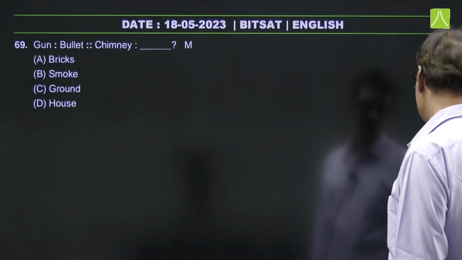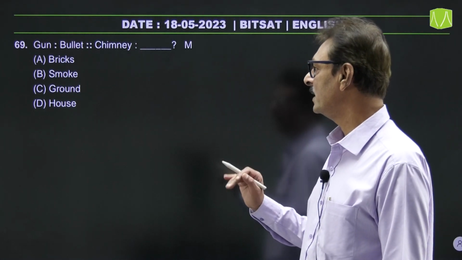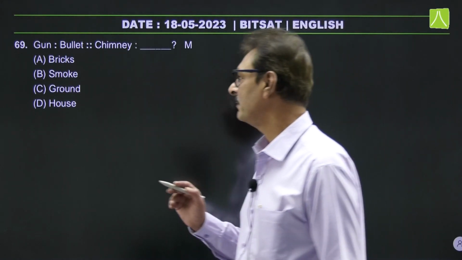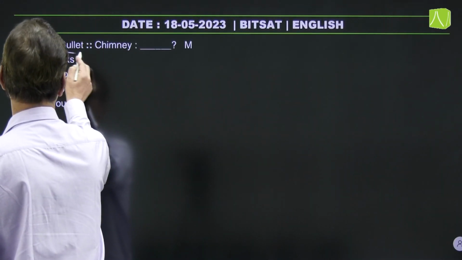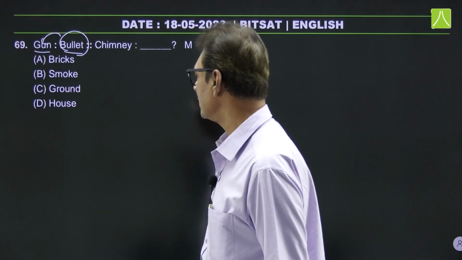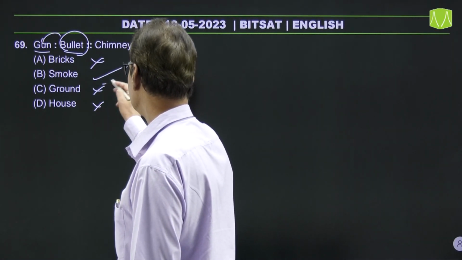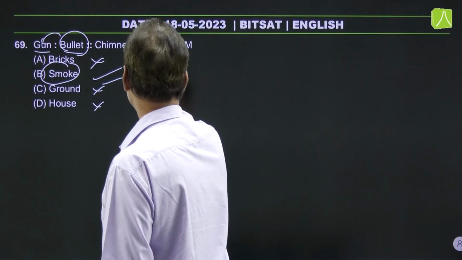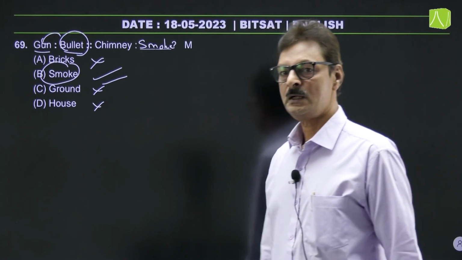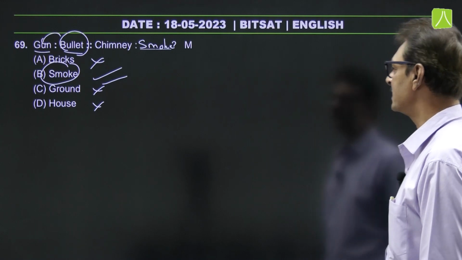Moving on to the next two questions, based on analogies. Gun is to bullet. Similarly, chimney is related to what? You have to identify the relationship between gun and bullet. The bullet comes out from the gun. So, what comes out from the chimney? Is it bricks? No. Is it ground? No. Is it house? No. The correct option is smoke. So, option B is the correct answer for question number 69.